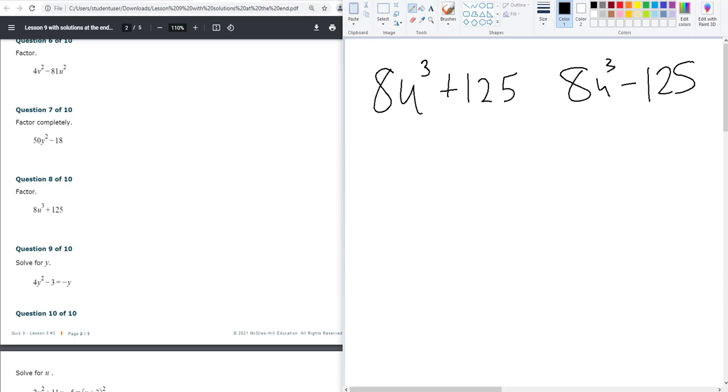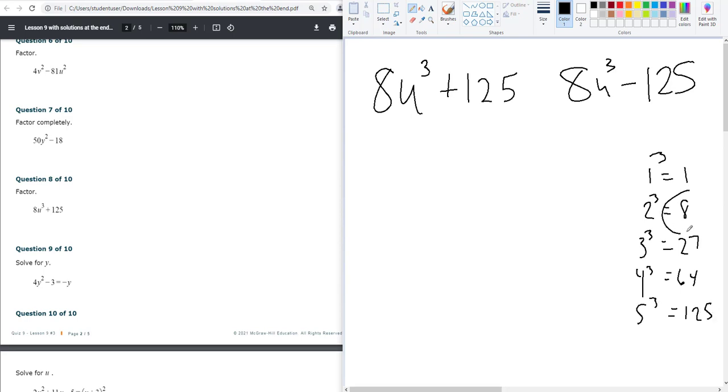All right, so cube numbers are like 1 cubed is 1, 2 cubed is 8. You can do these on your calculator to see. 3 cubed is 27. 4 cubed is 64. 5 cubed is 125. And you'll see that 8 and 125 are both in my cube list.